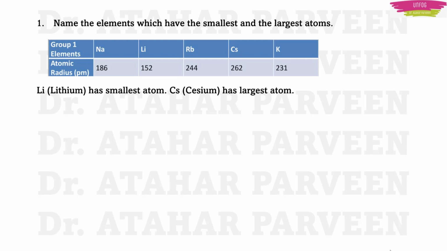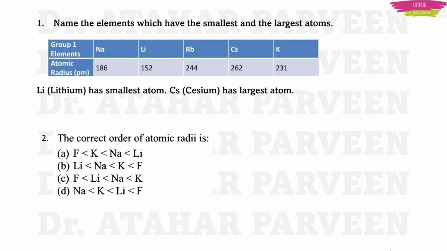Next question. The correct order of atomic radii is. Now for this we need to know the atomic numbers. Okay. If we know the atomic numbers, we can arrange the elements in a proper order and then we can know the correct order of atomic radii.